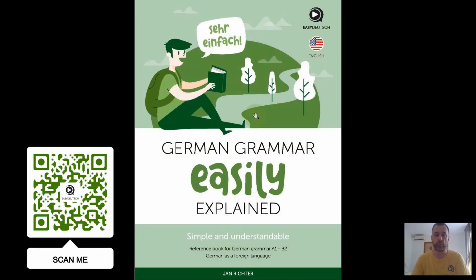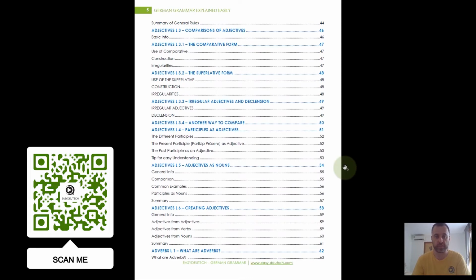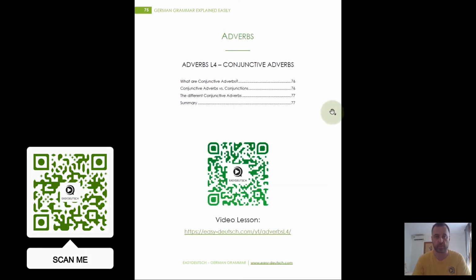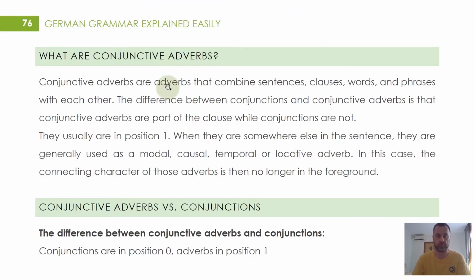So, we're here now in my ebook, German Grammar Explained Easily. Today's topic is conjunctive adverbs, the adverbs that connect different parts of the sentence. Oops, a bit too far. Here we are. So, conjunctive adverbs. What are conjunctive adverbs? The name implies it already. We combine sentences, clauses, words, and phrases with each other when we use conjunctive adverbs.